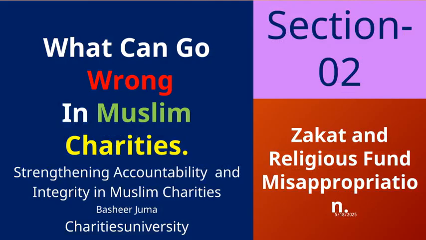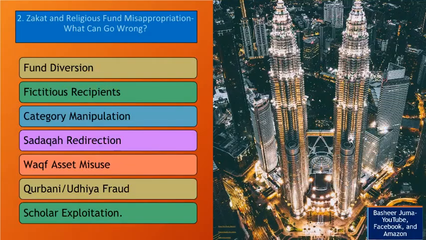Section 2. Zakat and Religious Fund Misappropriation. What can go wrong? Fund diversion. Zakat funds used for non-eligible purposes. Fictitious recipients. Creating fake zakat recipients to divert funds. Category manipulation. Misclassifying general funds as zakat to create flexibility.